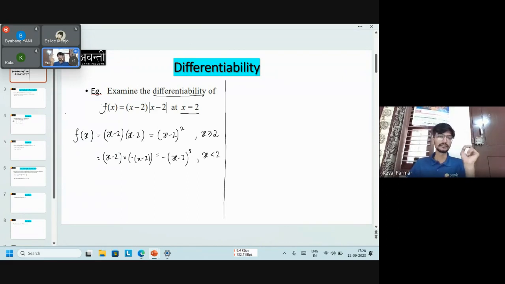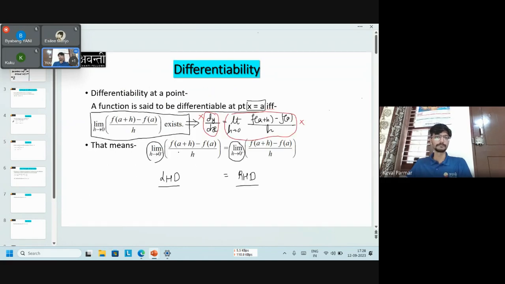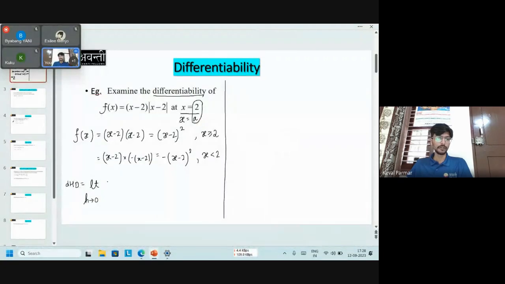Now we have to check two things: left hand derivative and right hand derivative at x equals 2. That means x equals a. So what is the value of a? It is 2. If I calculate the left hand derivative, how is the left hand derivative given? Limit h tends to 0, do you remember this one? f of a plus h minus f of a upon h.